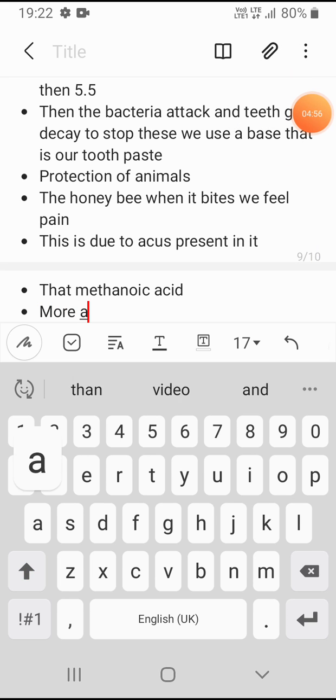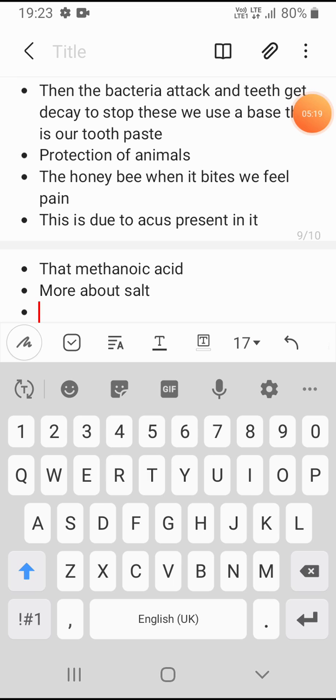Learn more about salts. Till now we learned how we get salt when metals react with acids. We learnt how metal hydrogen carbonates, carbonates, and metal oxides react with acids, and we get salt and some water. So now let's know more about salt.